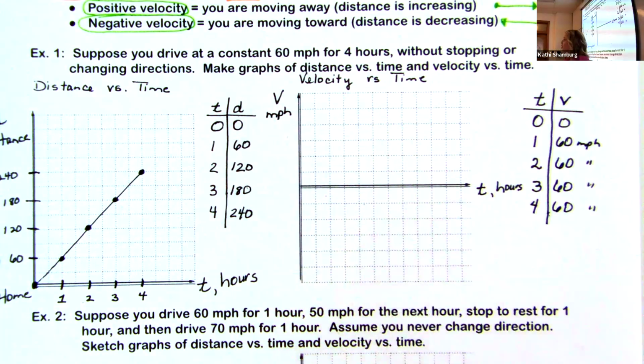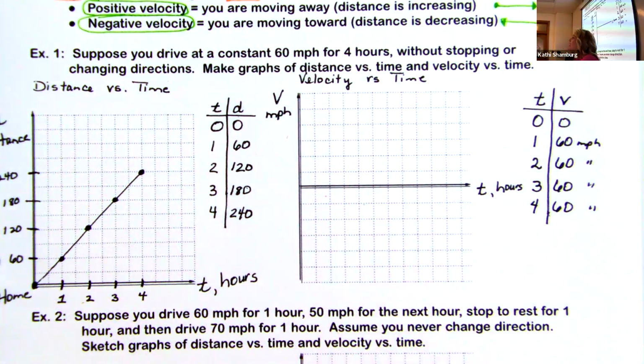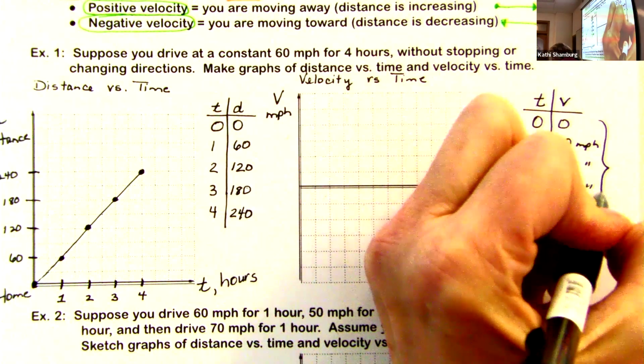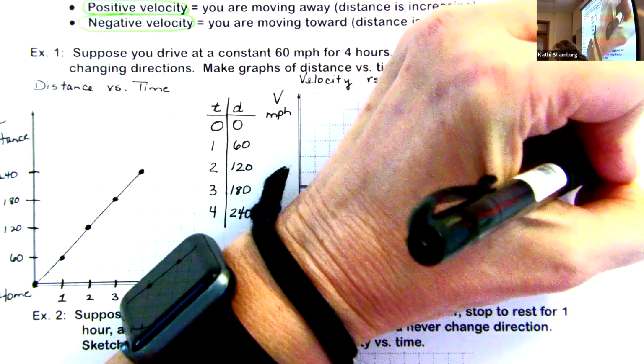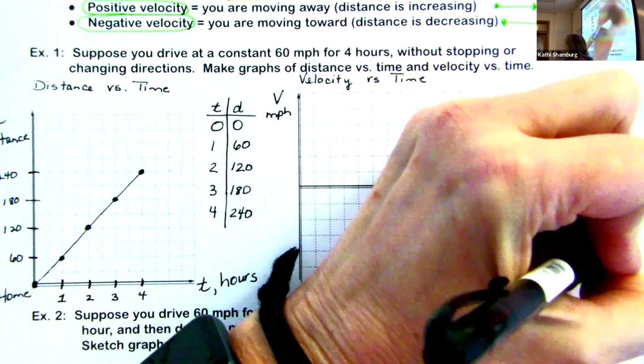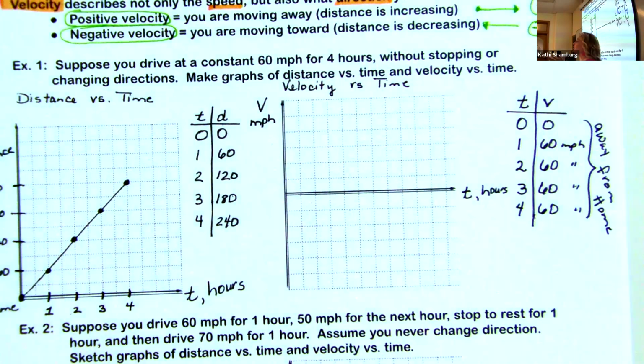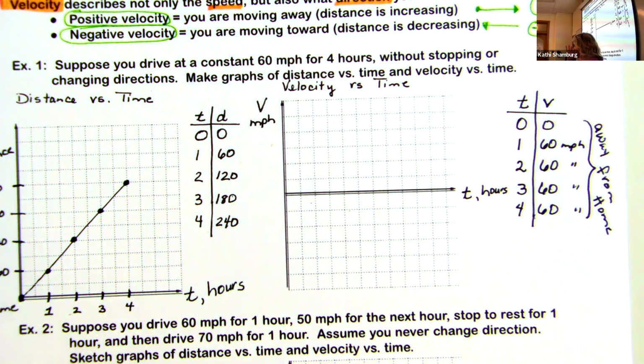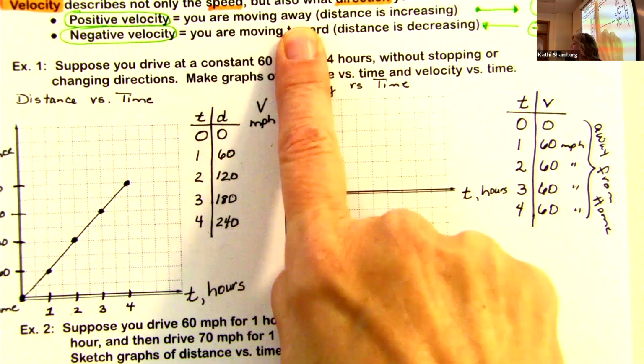Now, directionally, am I driving away from home or towards home? All of these are driving away from home. So when I get in the car, I am driving away from my starting point, which I called home. So when I graph this, since I never turned around and went back, not only is my speed continually 60, but it's always going to be positive 60 because I am moving away.